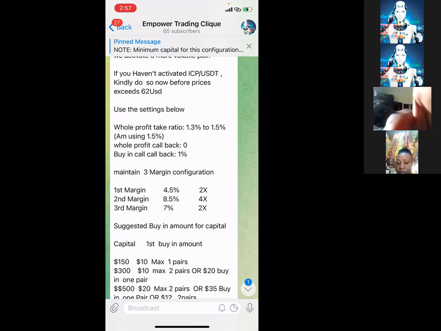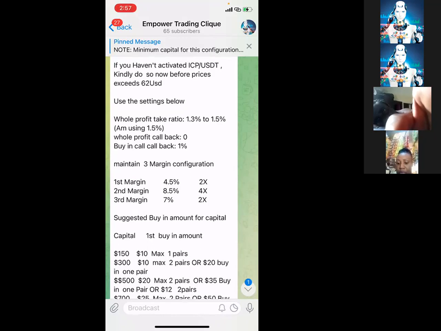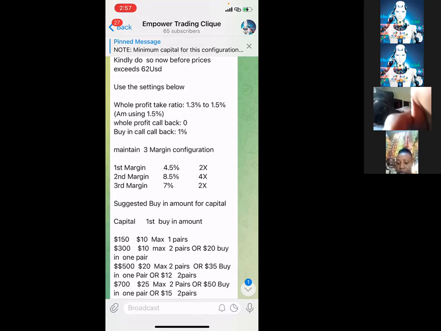Practical example. What did I say here? I said the maximum transaction you should enter is 1 pair. So you should enter that ICP USDT. Don't enter any other thing. And you'll be crying that your money is sluggish, that you're moving tiny. I'm sorry. Go and increase your capital to enjoy more profits. Increase it.